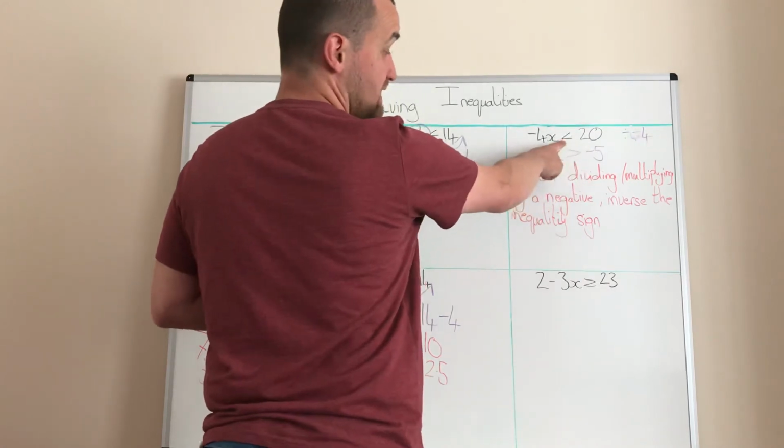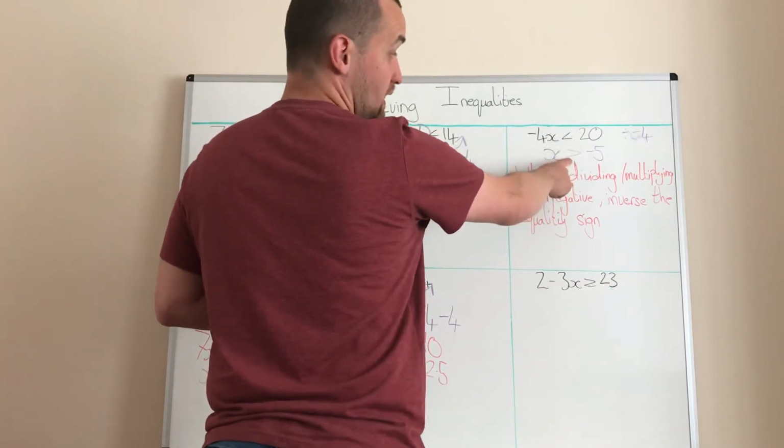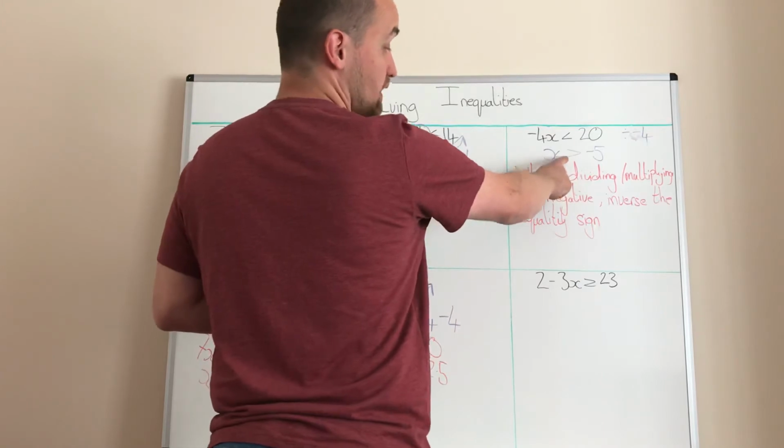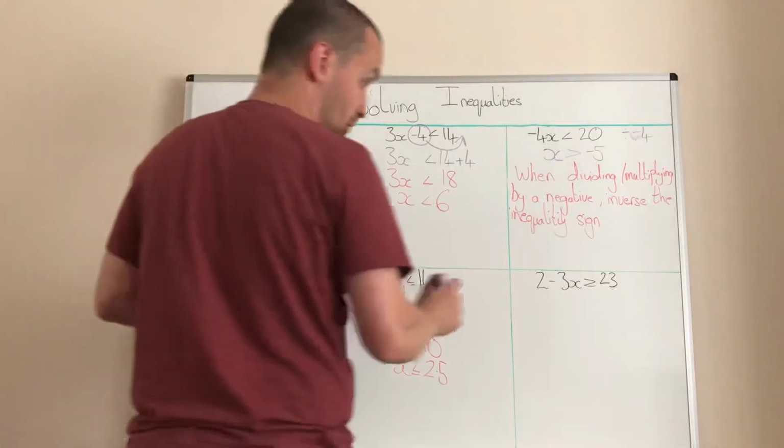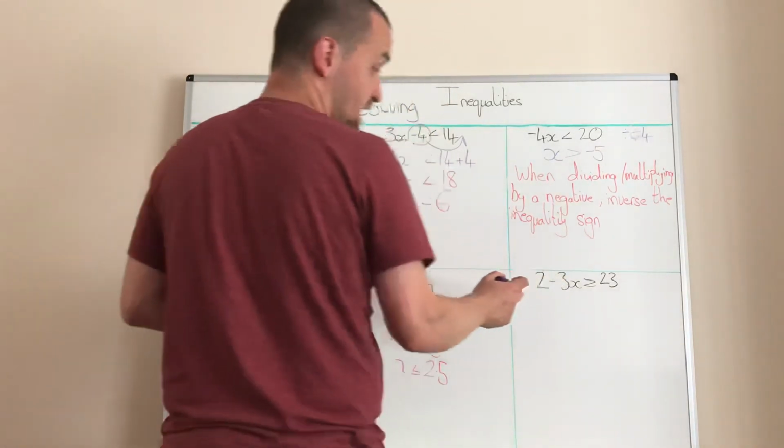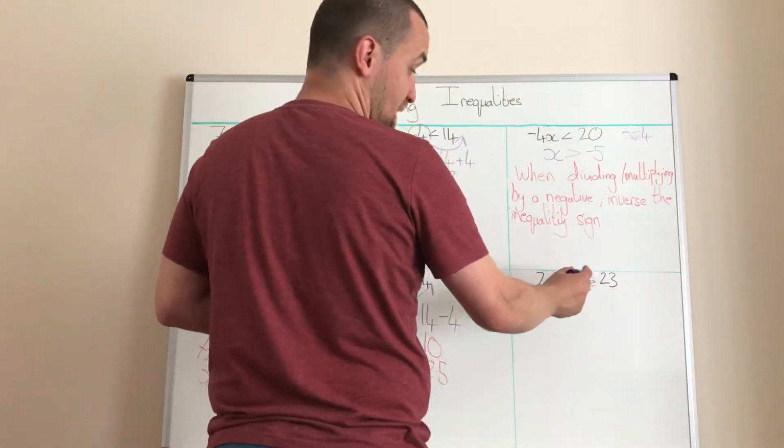Look where the sign is there, it's a less than there. But here, it's a more than, it's a greater than, sorry. Okay, so you need to remember that. Okay, let's have a look at the last example then. So 2 minus 3x is greater than or equal to 23.